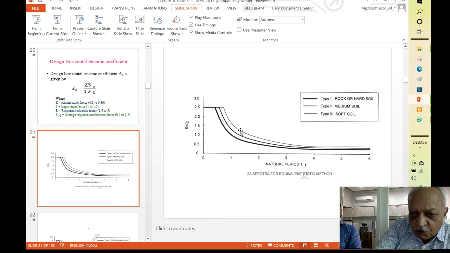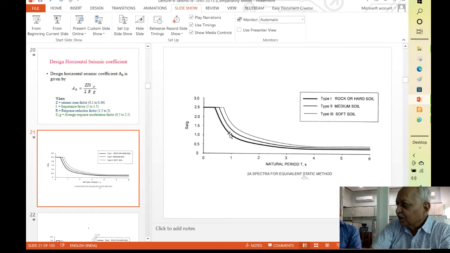The outermost one is for soft soil, the medium is for intermediate soil, and the lowest one is for rocky soil. Okay. So for rock, if you see any period of vibration, say 1 second, the rocky strata will give a lesser value of SA by G, because it is a very strong soil over there. So it will not vibrate much, not much disturbance there. It will be intact during an earthquake. So it will give less seismic force.